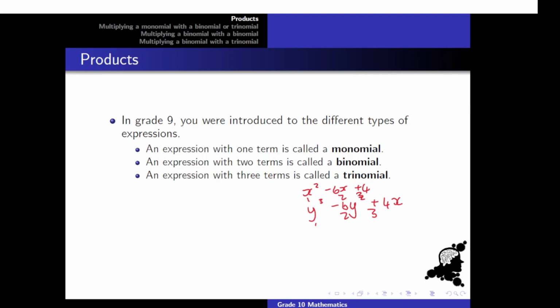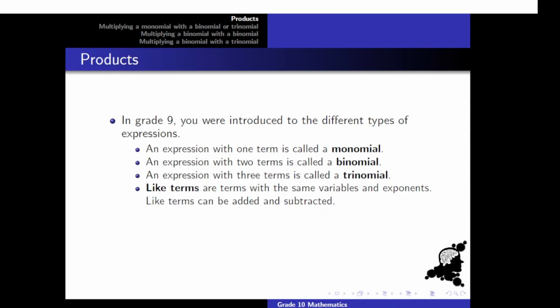I hope that this makes sense to you guys, and I hope that you understand the difference between the three types of expressions. This is just a revision of what we did in grade 9. We have what we call like terms. So what are like terms? These are terms with the same variable or same variables, and those variables have the same exponents.